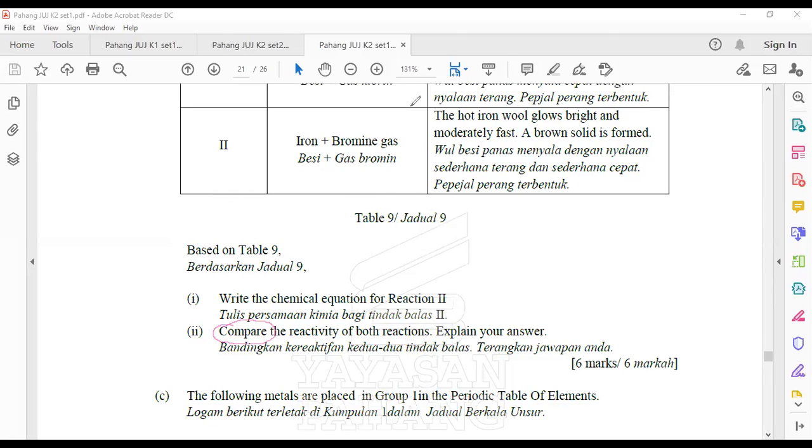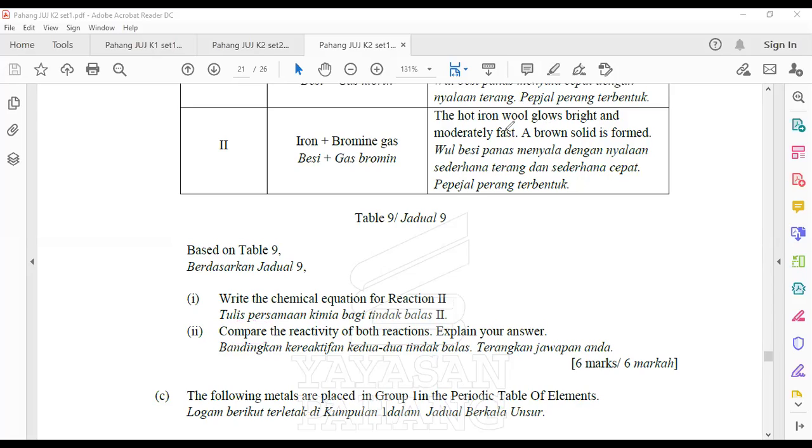Of course, your answer will be chlorine is more reactive than bromine. I repeat, the chlorine is more reactive than bromine. Or you can say that the reactivity of reaction 1 is higher than reaction 2. I repeat, the reactivity of reaction 1 is higher than reaction 2.